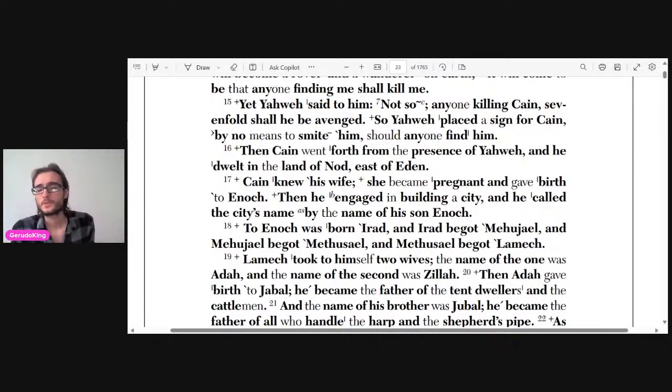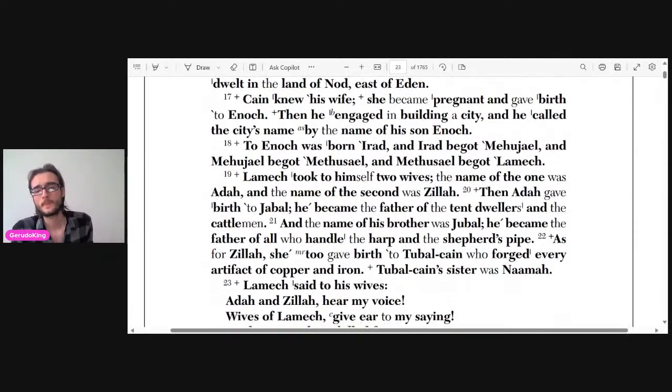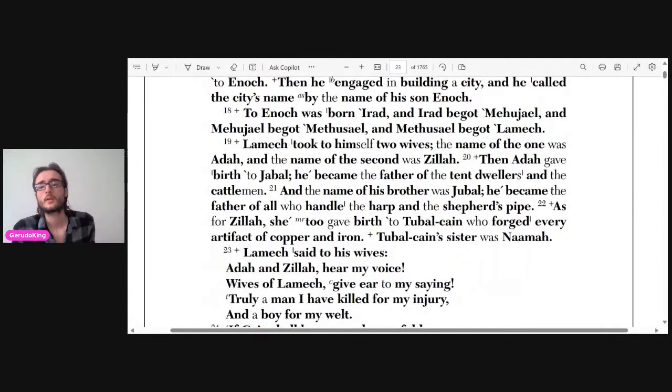Cain knew his wife. She became pregnant and gave birth to Enoch. Then he engaged in building a city, and he called the city's name by the name of his son, Enoch. To Enoch was born Irad, and Irad begot Mehuel, and Mehuel begot Methuselah. This is going to be fun. And Methuselah begot Lamech. Lamech took to himself two wives. The name of the one was Ada, and the name of the second was Zillah.